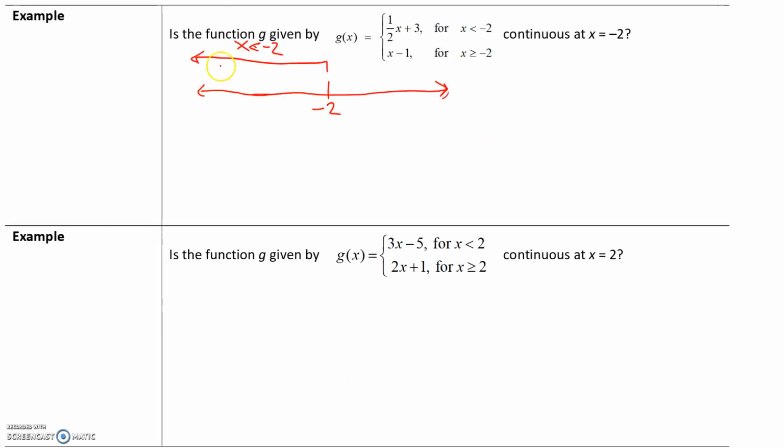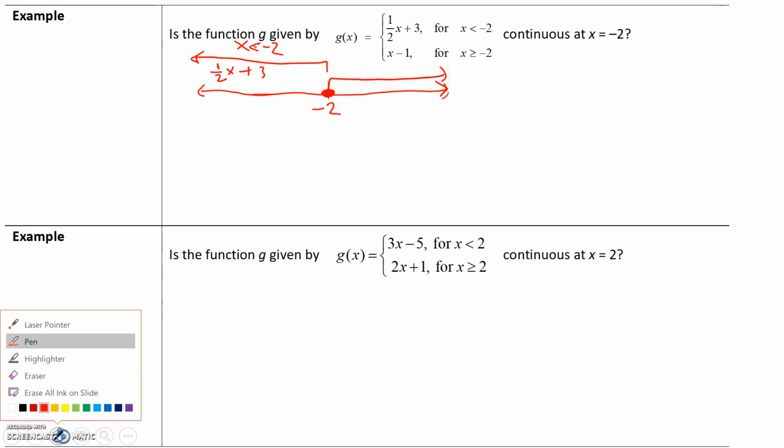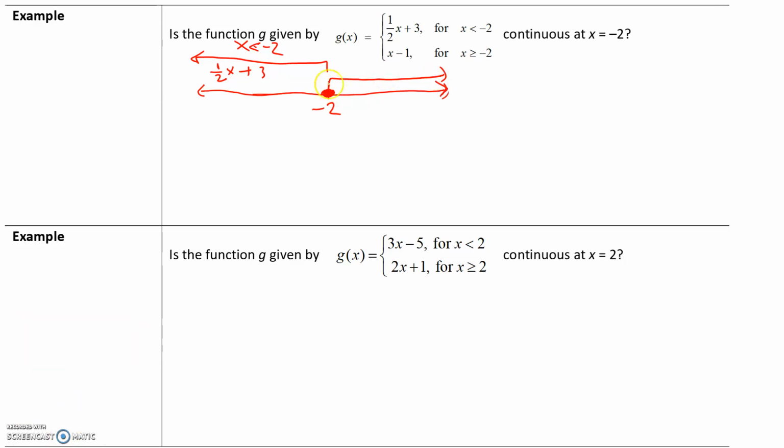Okay, I'm using the function 1/2 x plus 3 if x is less than -2. Now what happens if x is greater than or equal to -2? Greater than or equal to means -2 or greater. So if x is greater than or equal to -2, then we're going to be using a completely different function.